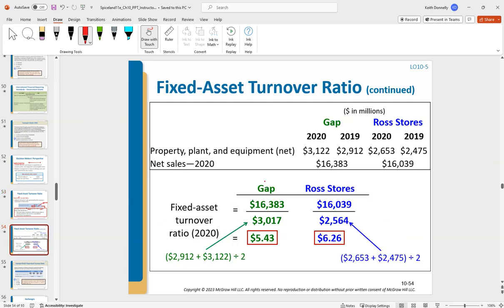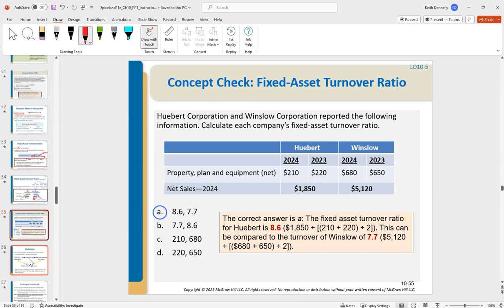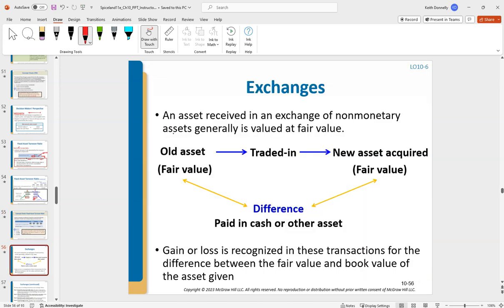Here's an example. We're comparing the Gap with Ross Stores, their fixed asset turnover ratios: 5.4 versus 6.26. So Ross is going to be the winner. They're more efficient with their assets. There's an MCQ you can look at.